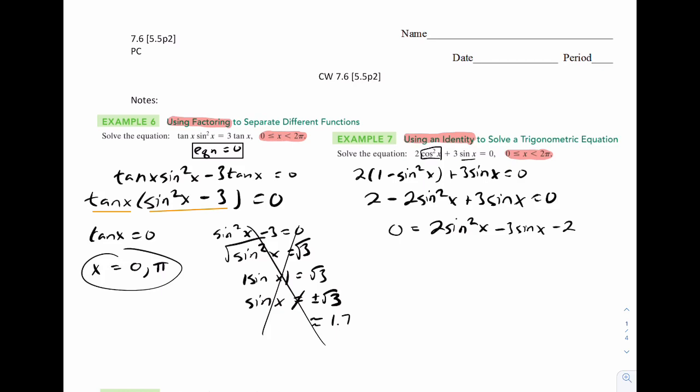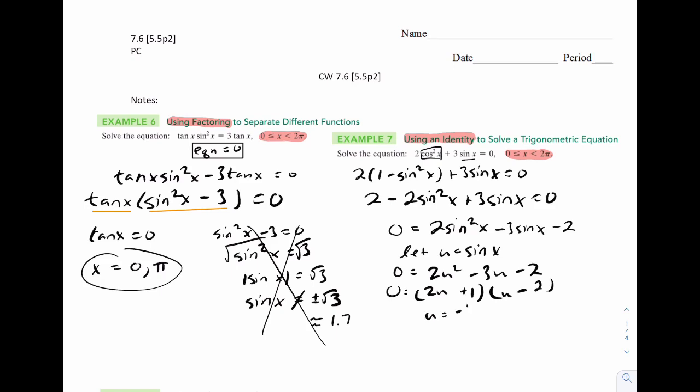I just like to make that first term positive. You don't have to do that. Now at this point you can do your u substitution if you want to, or you can just straight up factor it, but I'll do the u substitution. So that's 2u squared minus 3u minus 2. We're going to factor this thing. 2u and u, 2, 1, plus, minus. So u should equal negative 1/2 or 2.